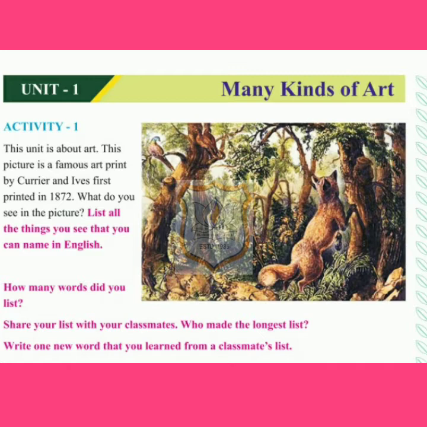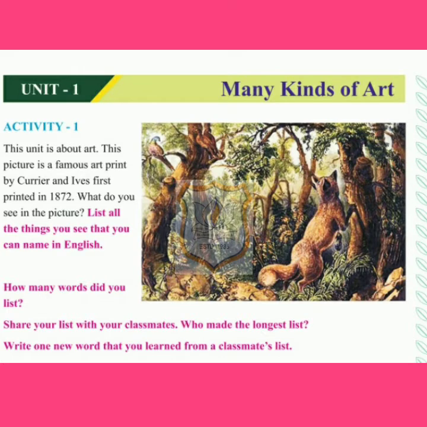Here, we can see almost 12 words listed, and the names of the things that we see in the picture are trunk, fox, birds, bushes, woods, pigeons, bridled horse, tree, rocks, undergrowth, branches, and elusive. Right, children? Understood? These are the things that we can see in the picture. So, this is the art by Currier and Ives.